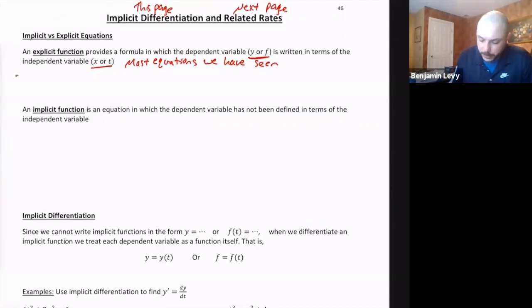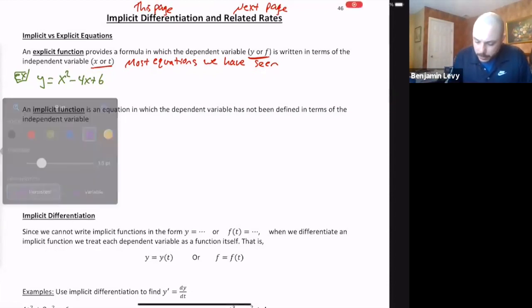Let's do a couple examples here. An explicit polynomial, for example, might be y equals x squared minus 4x plus 6. And that's explicit because the dependent variable y is on one side and the independent variable, in this case x, is on the other side. And they're not mixed up. They're on either side of the equal sign.